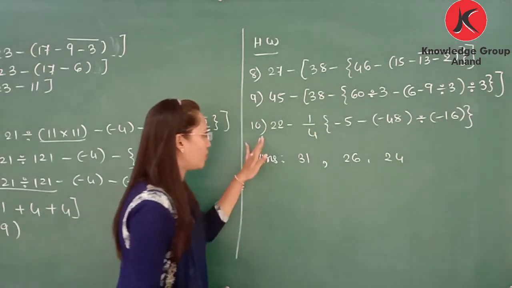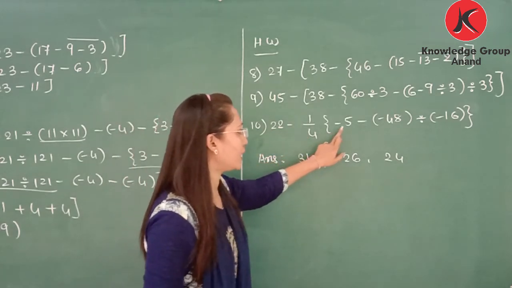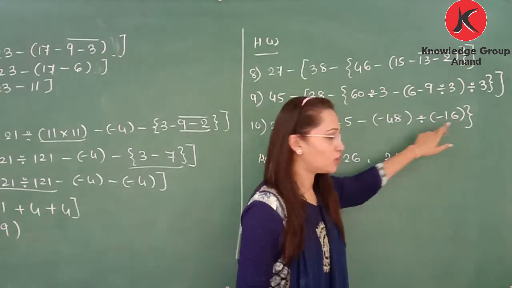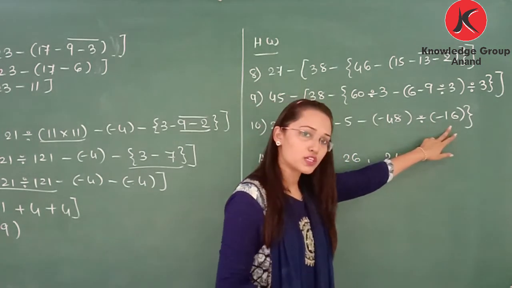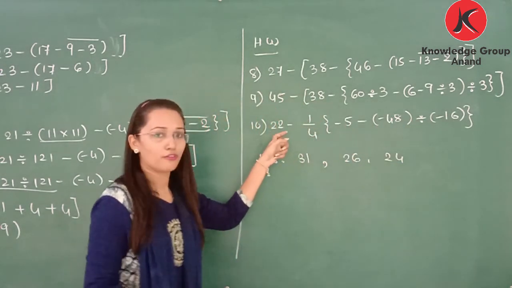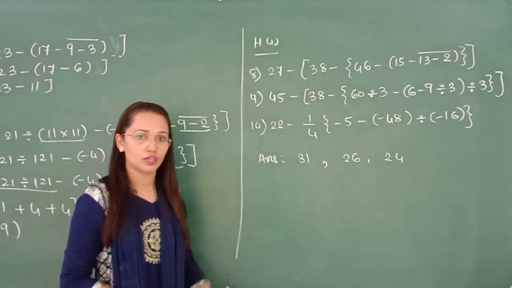Okay. Now next, here 22 minus 1 by 4 inside the bracket minus 5 minus 48 divides minus 16. So here a division is given, so first solve the division, then subtraction, and then divide, and then after that 22. Okay, so these answers are given for these three questions.